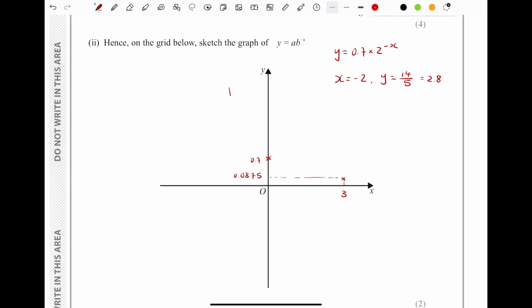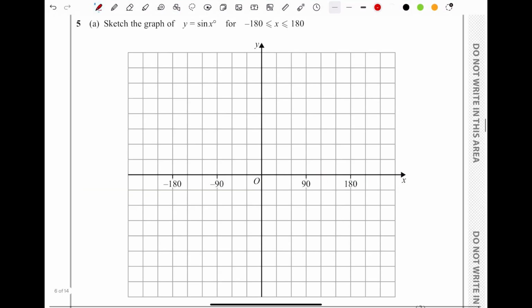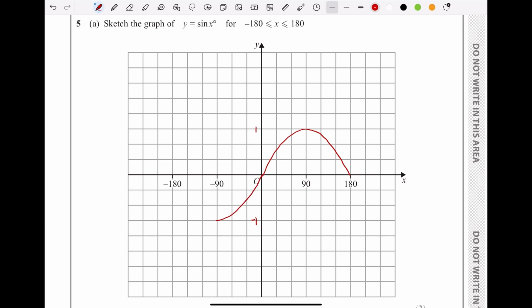Okay, so now here is a sketch of the curve. Now moving on to question 5. In question 5, it asks us to sketch the graph of y equals sine x from negative 180 to 180. We know that the sine curve starts from 0. The highest point is going to be 1. That occurs when x is 90. The lowest point is negative 1, and that happens when x is negative 90.